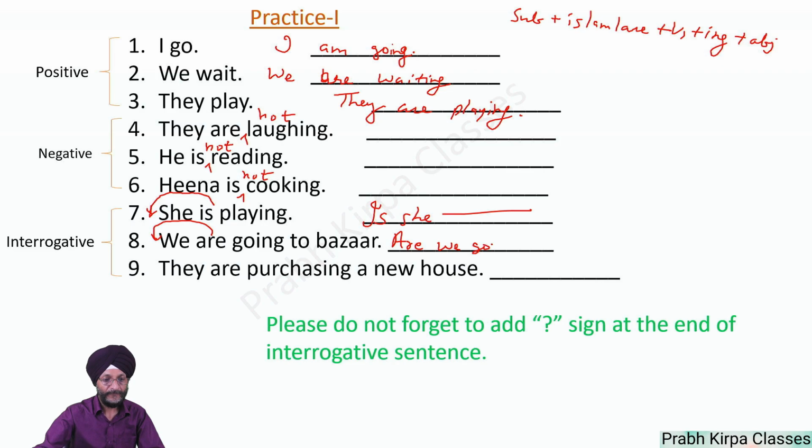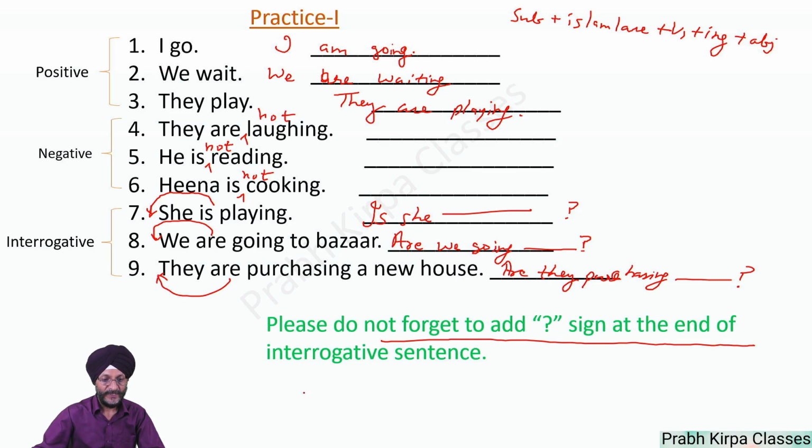"Are we going to the bazaar?" But please note, at the end of the sentence you will have to mention the interrogation sign, the question mark, and are will come to the start. "Are they purchasing a new house?" Please don't forget to add the question sign at the end of an interrogative sentence.